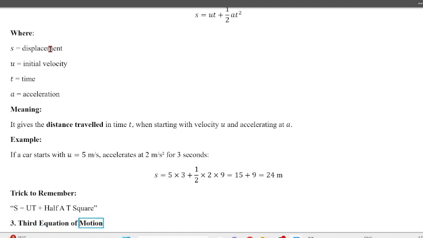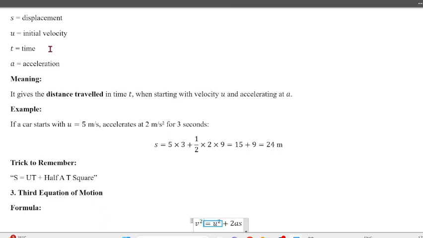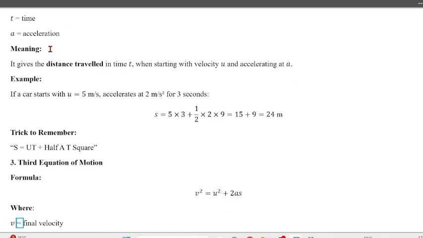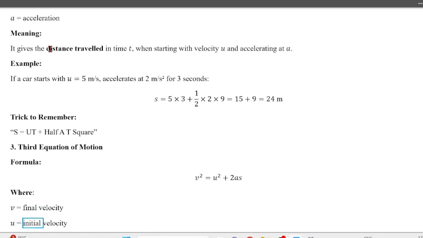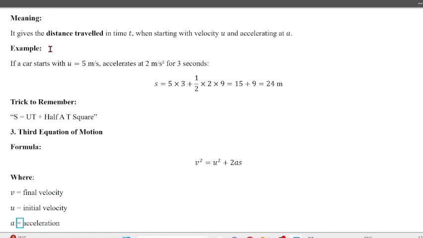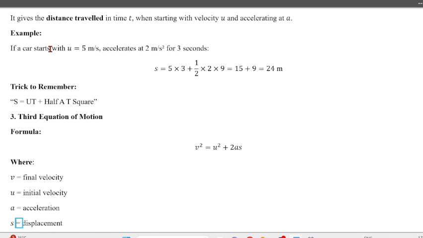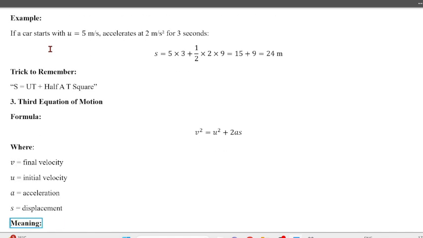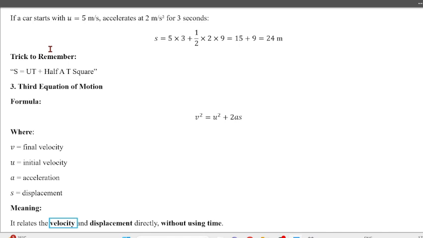Third equation of motion formula: v squared equals u squared plus 2as, where v is the final velocity, u is the initial velocity, a is the acceleration, and s is the displacement. It relates the velocity and displacement directly without using time.